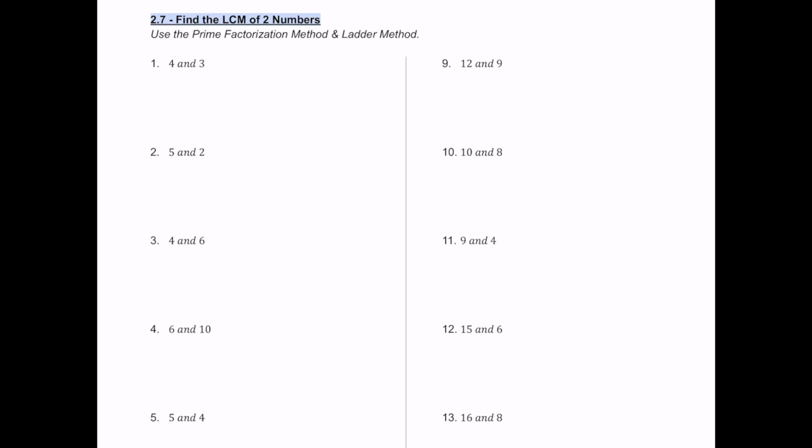Let's go ahead and practice finding the LCM of two numbers together. And specifically in this video, we're going to use the prime factorization method for half of the problems, and then we're going to use the ladder method for the other half of the problems.